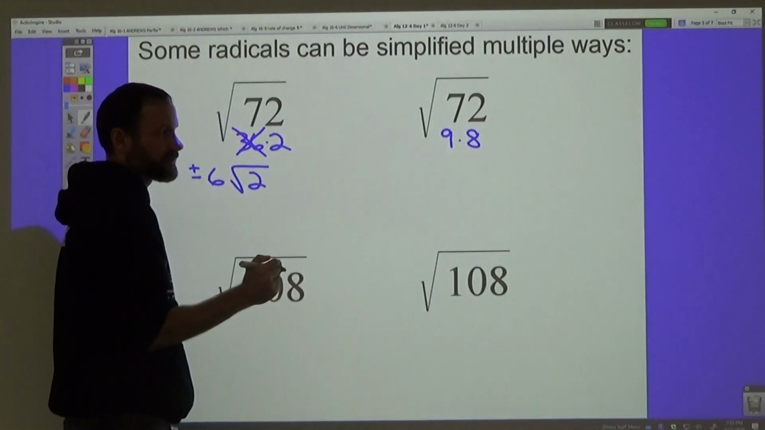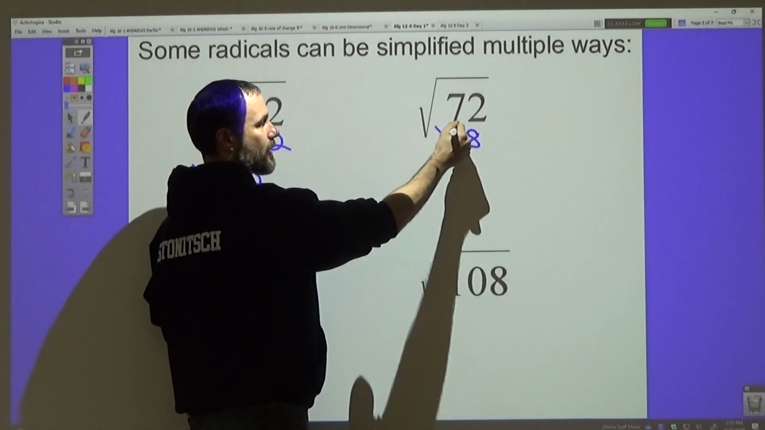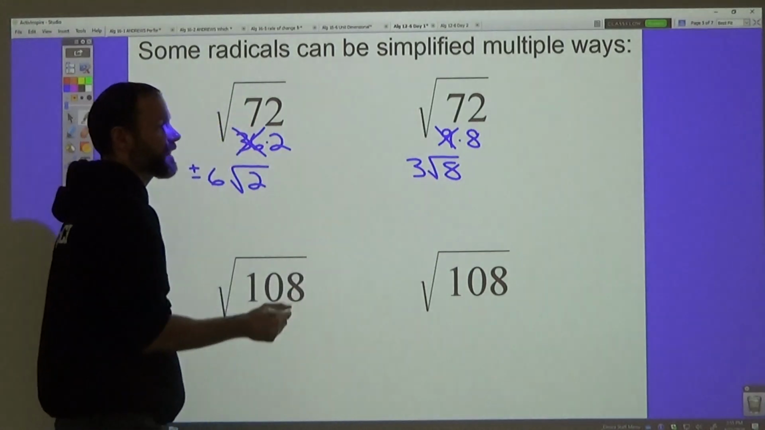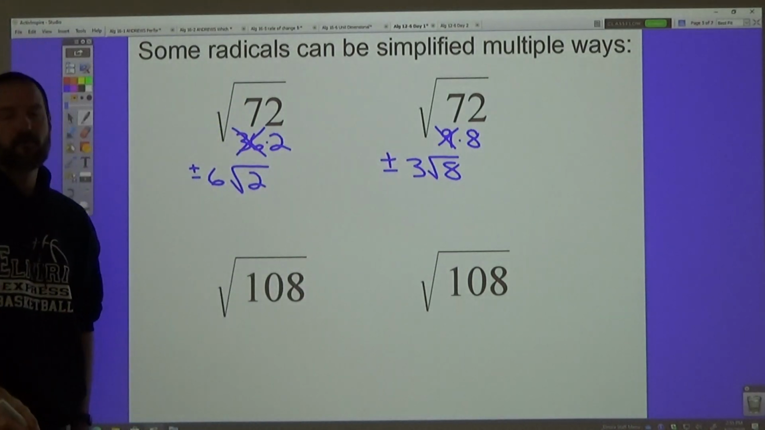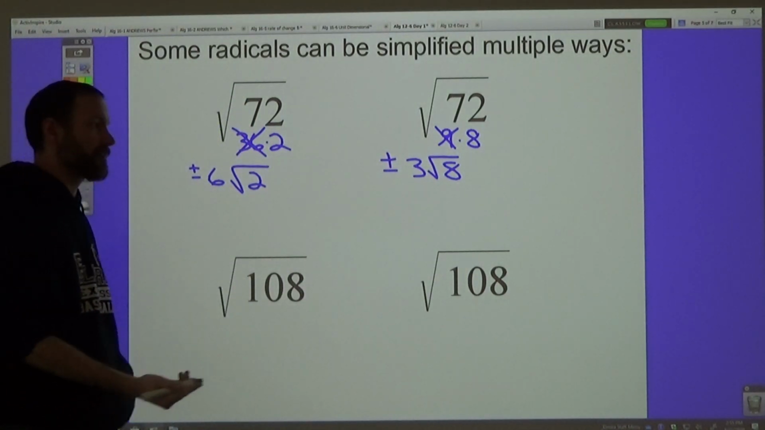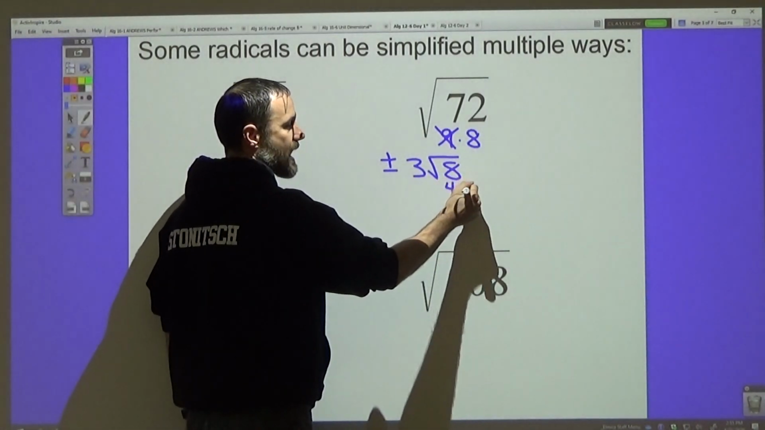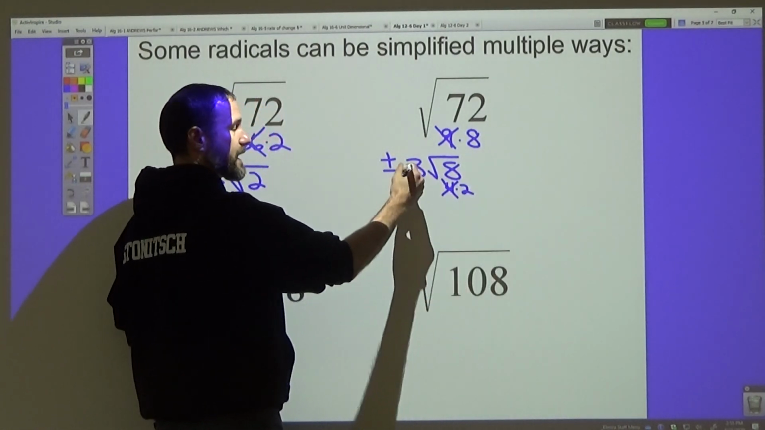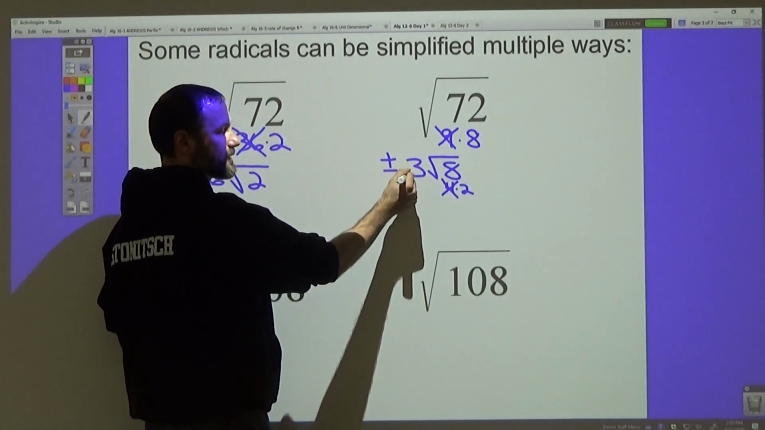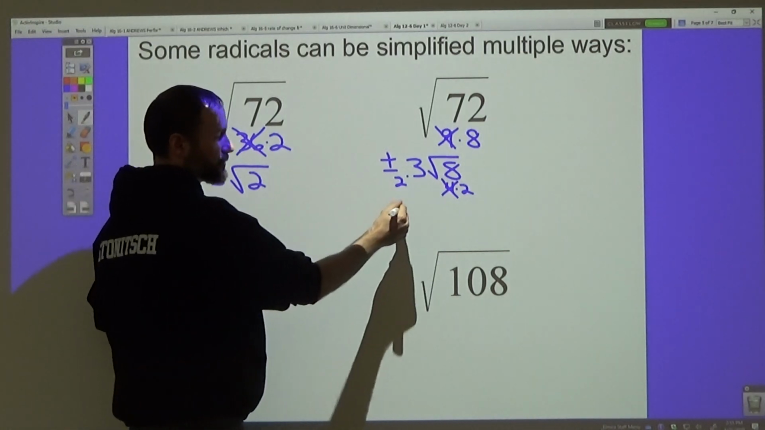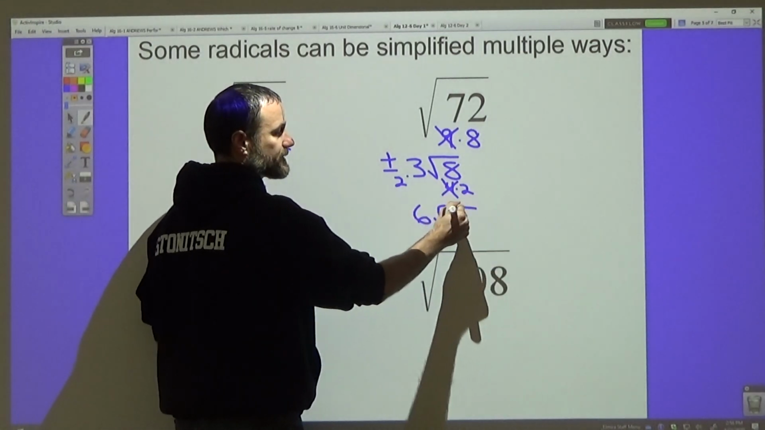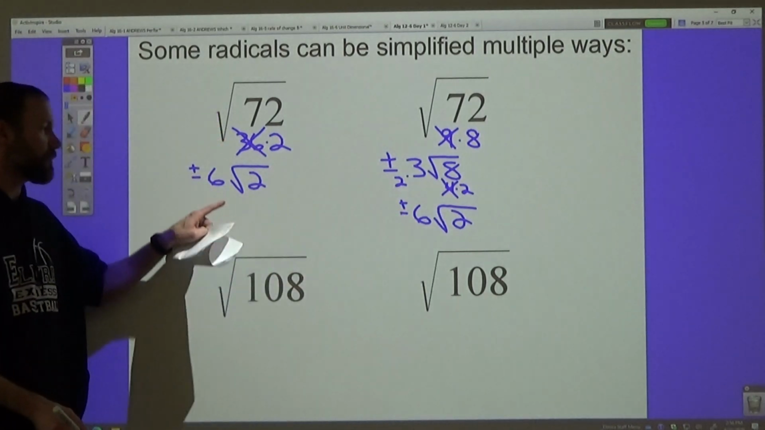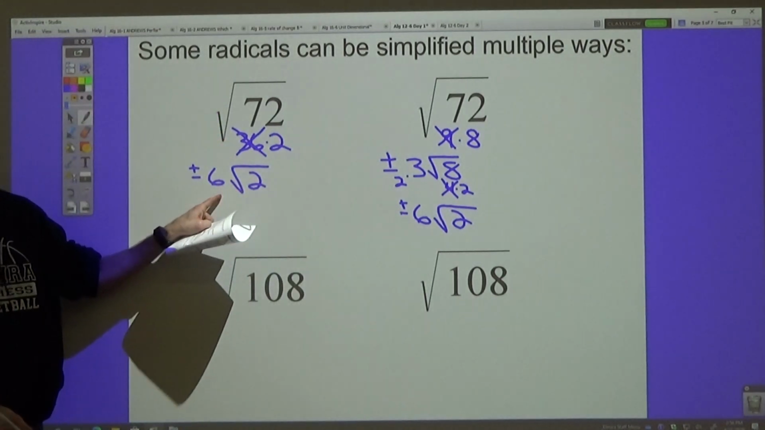9 times 8 is also 72. Well, 9 is a perfect square. Cross off the 9, bring out the 3. So now I have 3 radical 8. But 8 can be simplified even farther. 8 is really 4 times 2. 4 is a perfect square. Cross off the 4, bring out the 2. When we bring it out, we're actually going to multiply these together. So we have 2 times 3 on the outside, which is 6, and then we're just left with the 2 on the inside. Notice that we got 6 radical 2 for both of them.